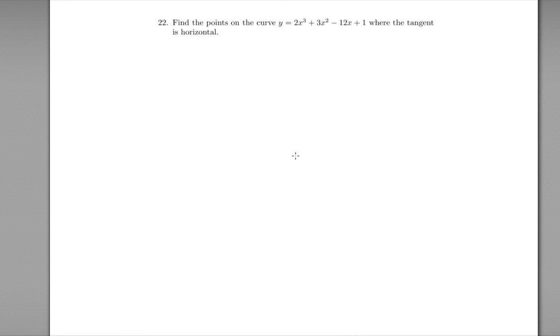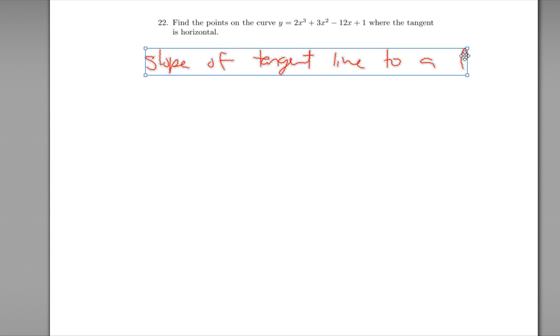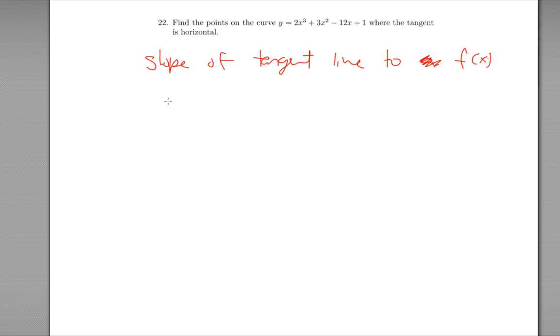All right, so find the points on the curve y equals 2x cubed plus 3x squared minus 12x plus 1 where the tangent is horizontal. Something I didn't really mention in the notes, but I think everyone knows by now, is that the slope of a tangent line to a function f of x at x equals a is precisely equal to the derivative of f at a. This is something that everyone, I'm sure, remembers from high school.